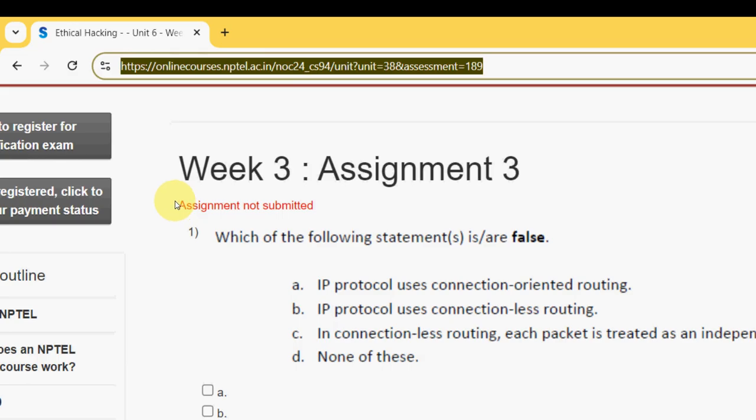So first question: which of the following statement or statements is or are false?